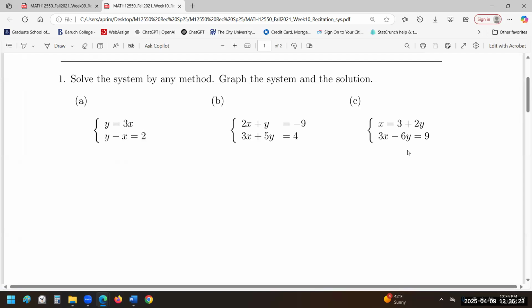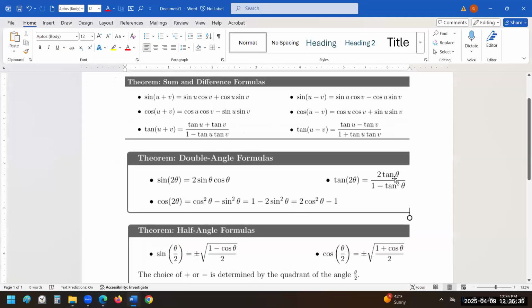Well, let me introduce you a little bit of both. Week 10 is solving systems of equations, which you learn in algebra, so I'm going to go over that. But week 9 is all about double angle, half angle, sum of angles, difference of angles. So you need to know all of these identities.